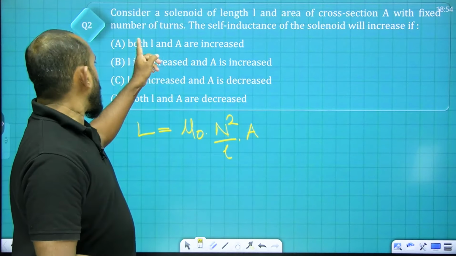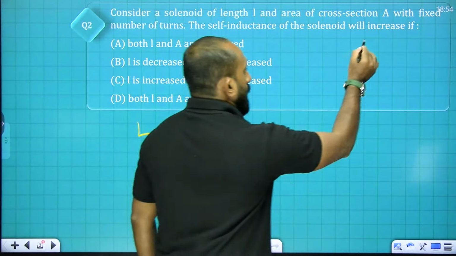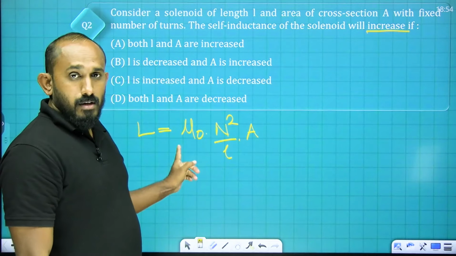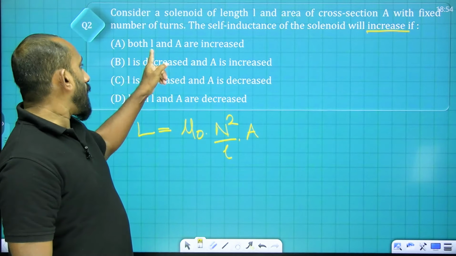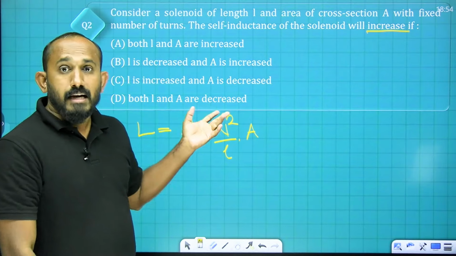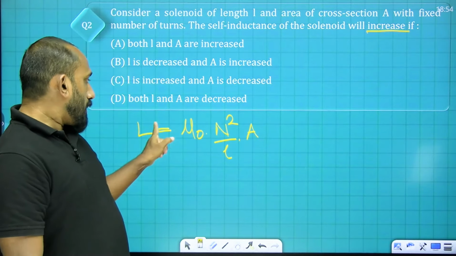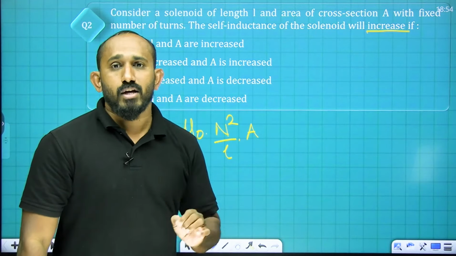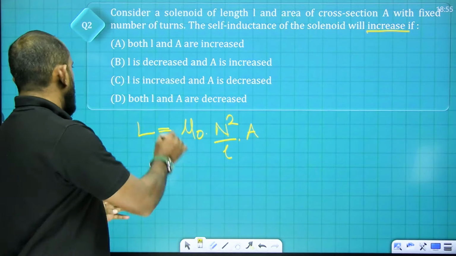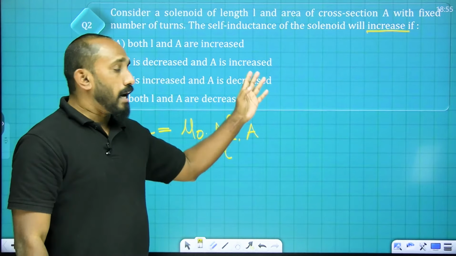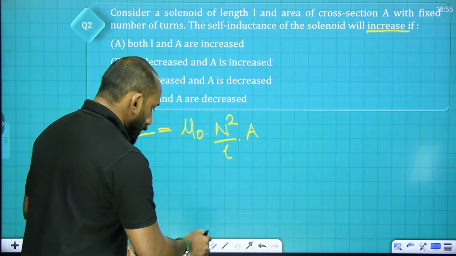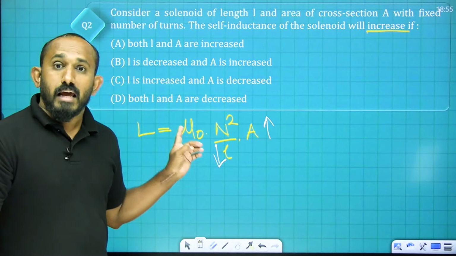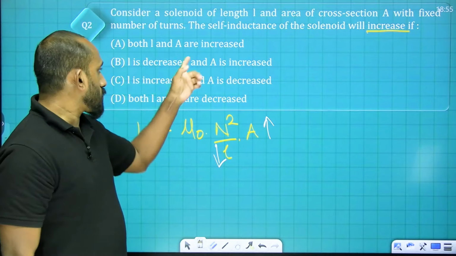Now, this question: when will self-inductance of the solenoid increase? So L should increase. What all changes will be there? Option A: both length and area of cross-section increased. No, it won't happen because L is inversely proportional to length of the solenoid and directly proportional to area of cross-section. So it is not that. Now B, length is decreased and A is increased. Chances are L will increase. Sure, so this can be the option.